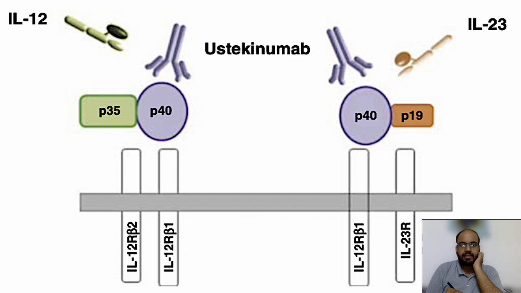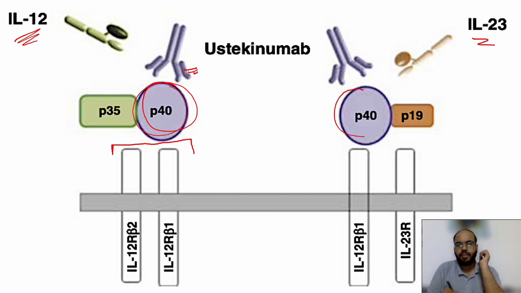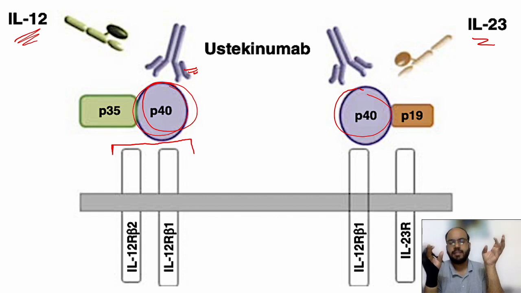Now here we can see somewhat in detail. For example, this is interleukin 12 receptor. This is interleukin 23 receptor. Now this is ustekinumab immunoglobulin, and it binds to the P40 subunit. The P40 subunit is a protein structure which is shared by both of these receptors.